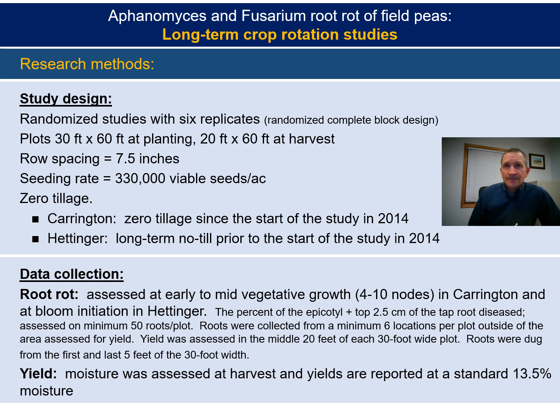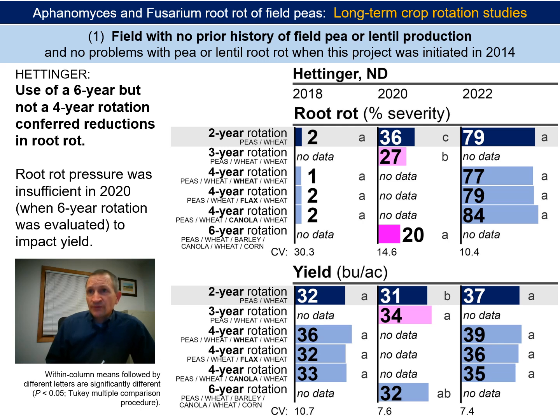All right, let's start off with the results from Hettinger. This study was purposefully placed on a site that had no prior history of pea and lentil production. We wanted to know, how does crop rotation interval impact the buildup of root rot in a site that's never seen peas or lentils before?